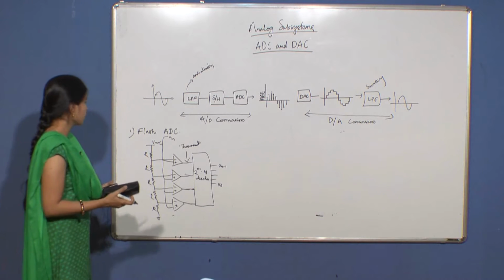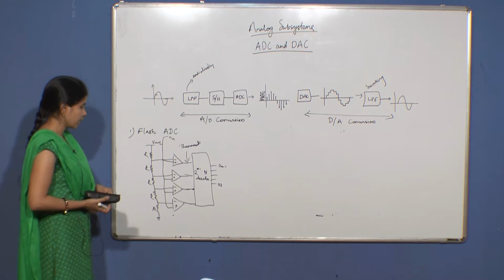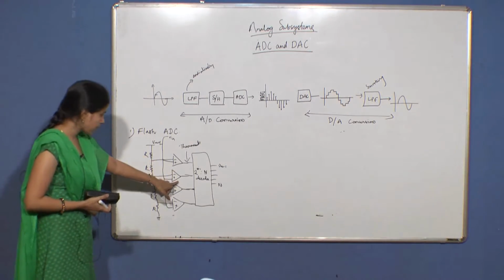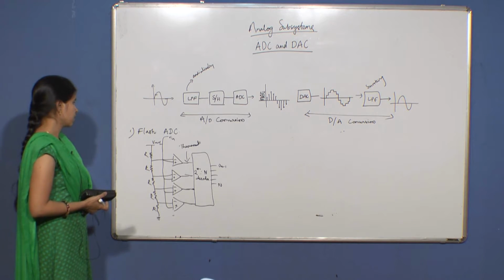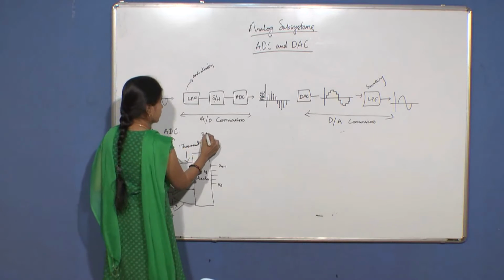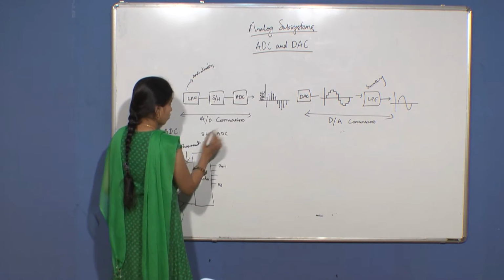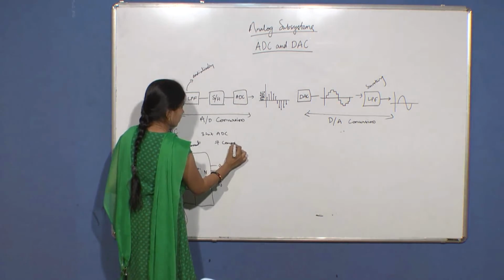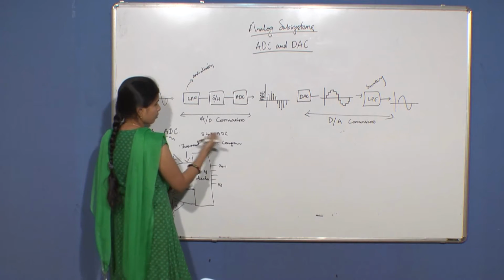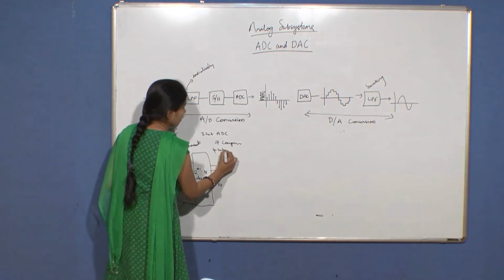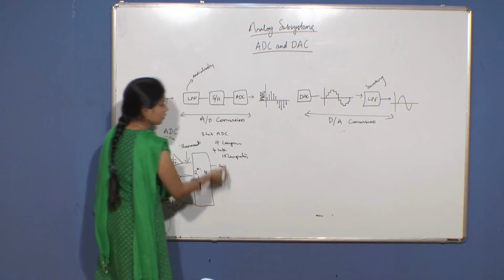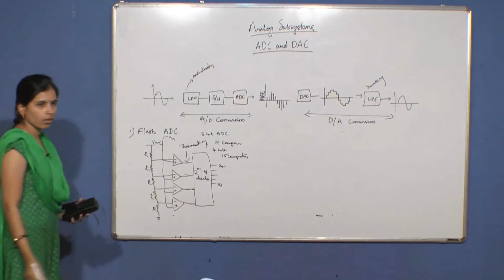The basic problem with the flash type of ADC is the area and the power, because you need 2^n minus 1 comparators for an n bit ADC. Let us say if you want to design a 3 bit ADC, you need 7 comparators. If you want to increase the resolution by just 1 bit, to 4 bit, you need 15 comparators. So, this increases the area and power a lot.